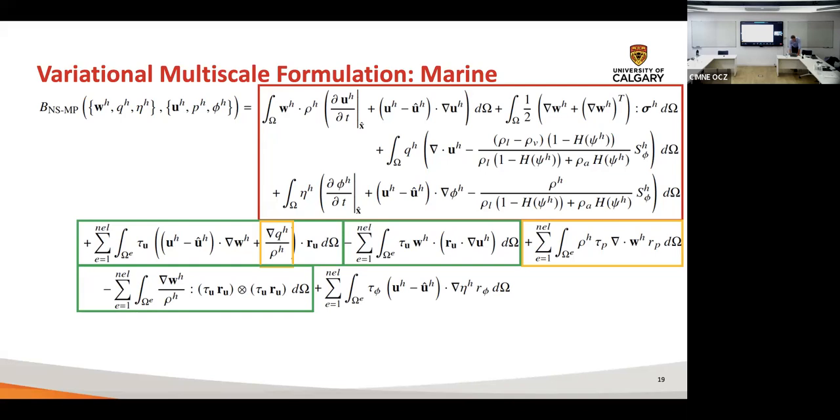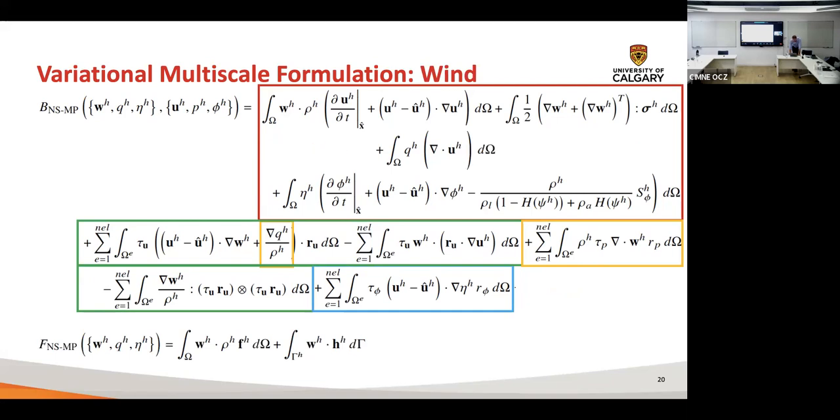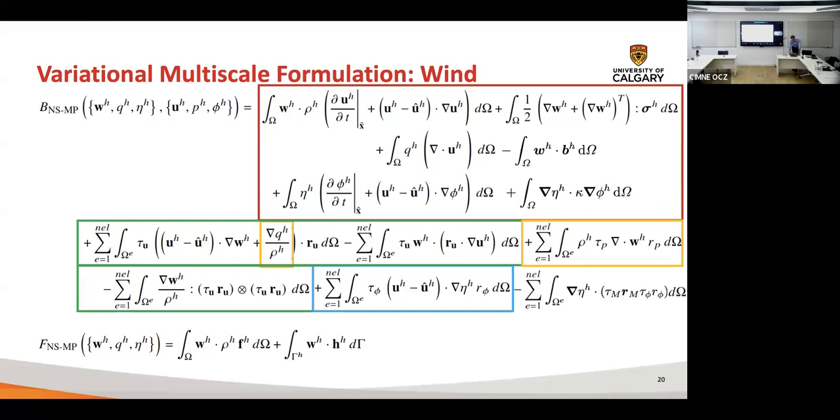Then you have an additional term, which is nothing but SUPG only, for the transport equation. Then you have your discontinuity capturing, and then your right-hand side. How does it change for the wind? It just gets simpler. Definitely no discontinuity capturing. Your continuity equation reduces to the divergence-free velocity field with a Boussinesq term. Your transport equation becomes your advection diffusion equation. And you now have an additional term that corresponds to the interaction between the small scale velocity and the small scale temperature. And that's very important.